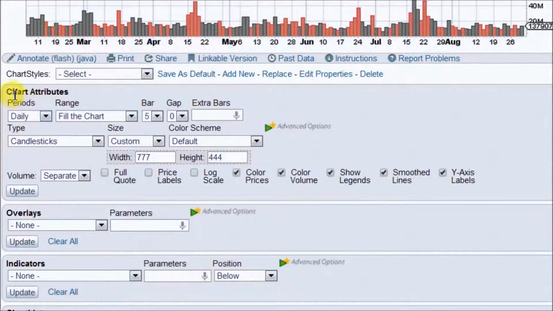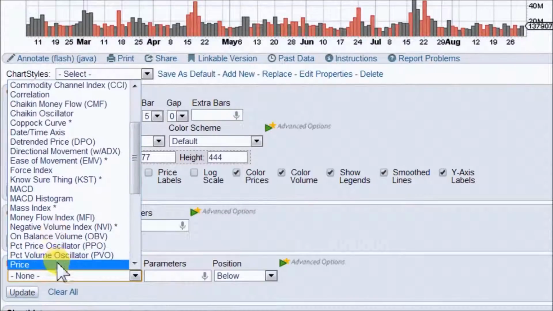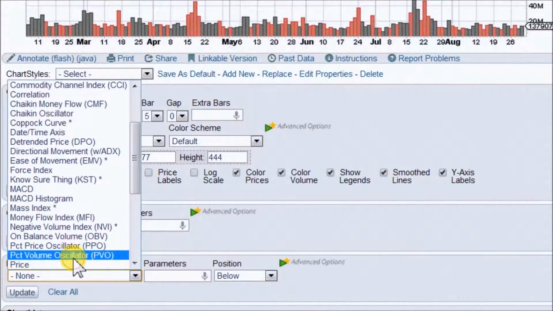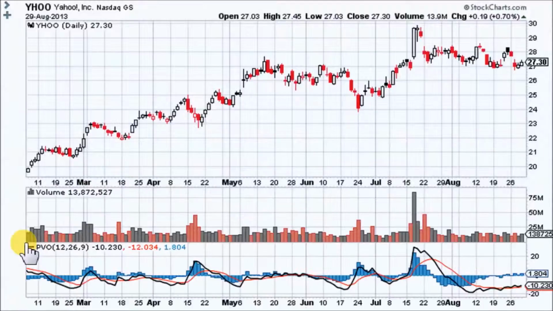Down here in the chart attributes area, click in the indicators box and scroll down a little, and there is the percent volume oscillator, PVO. Now it's set at a standard setting of 12, 26, 9, which looks exactly like the MACD and the PPO, which is a percentage-based MACD.